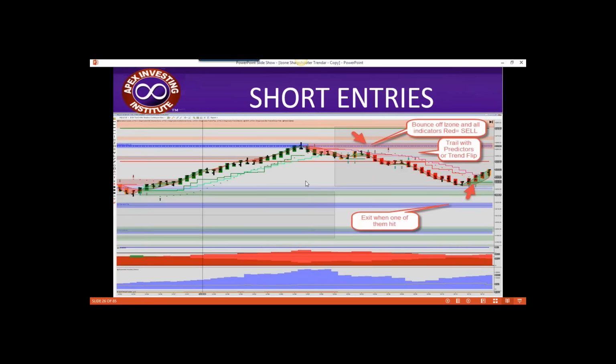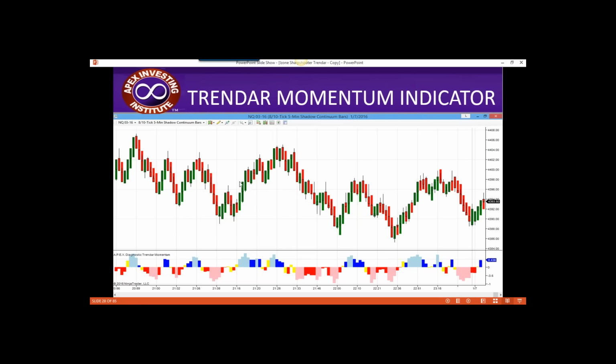Okay, and what we've done is gone back and programmed in a new entry. It's called the Trendar momentum indicator, and it's this indicator that you see at the bottom. Looks complex. It's not. All you've got to do is look at one thing. See over here the zero line, and you've got negative and positive. This is the zero line. And this indicator is either below the zero line or above the zero line. Doesn't matter what color, yellow, blue, don't pay attention to that. Is it above it or below it?